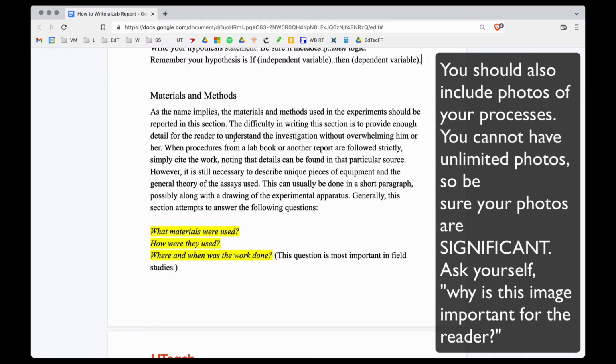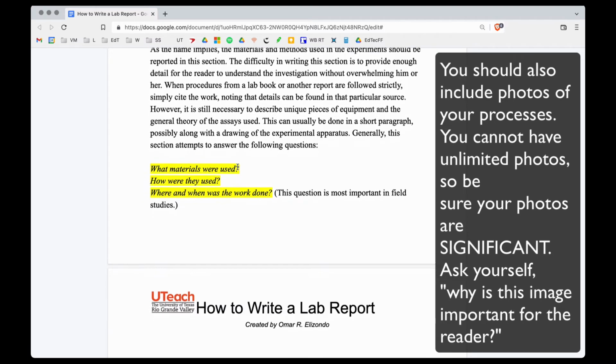What you are providing people, the readers, with here is a list of everything you used in your experiment. But you're also going to tell them in detail how you did your experiment. Okay? So here's what we're going to do. Let's start with the materials.